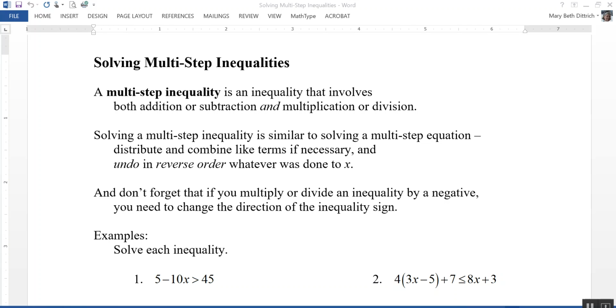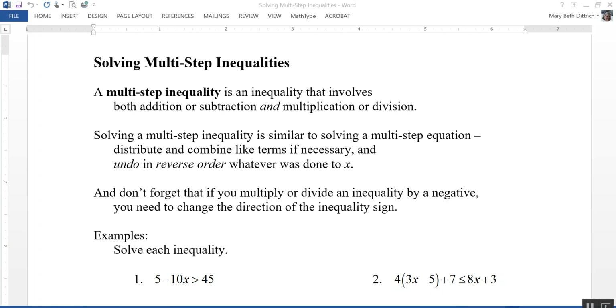This video is on solving multi-step inequalities. A multi-step inequality is an inequality that involves both addition or subtraction and multiplication or division. Solving a multi-step inequality is similar to solving a multi-step equation.